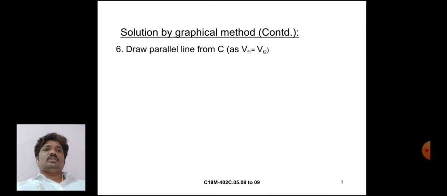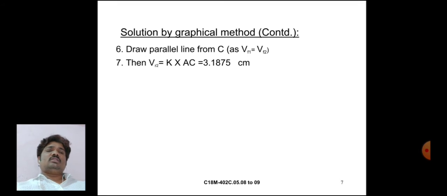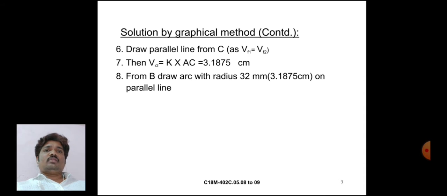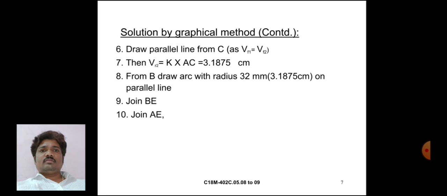Draw a parallel line from C, as Vf1 is equal to Vf2. Then Vr2 is equal to K into AC, which is 3.1875 centimeters. From B, draw an arc with radius 3.1875 centimeters, 32 mm, cutting the parallel line. Join BE. Join AE. Extend BA. Draw a vertical from E.